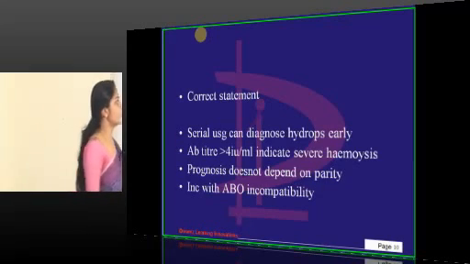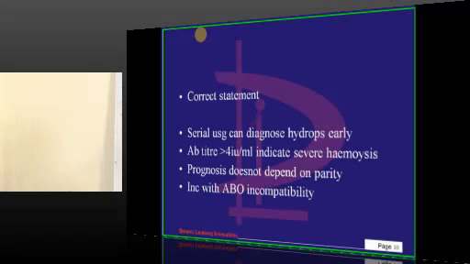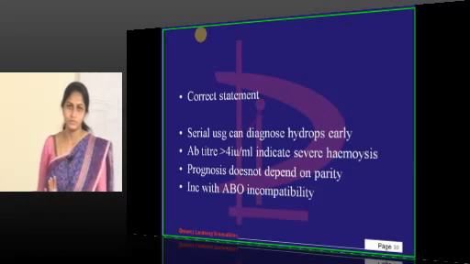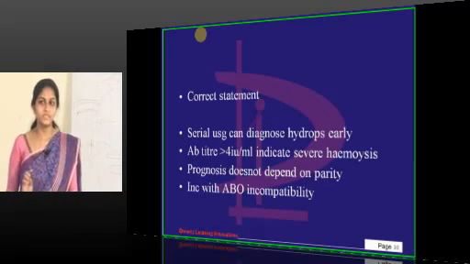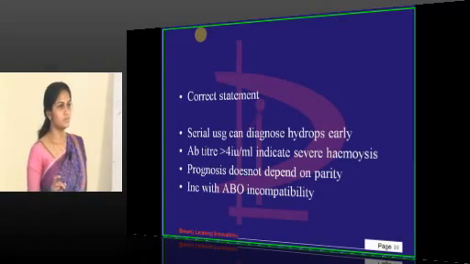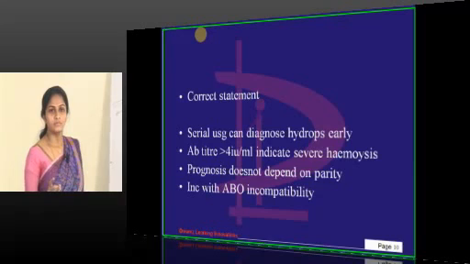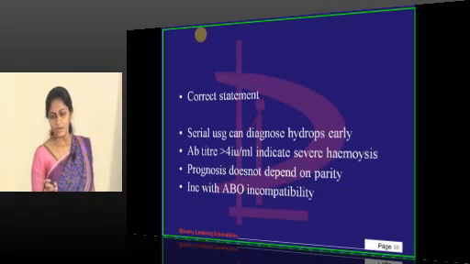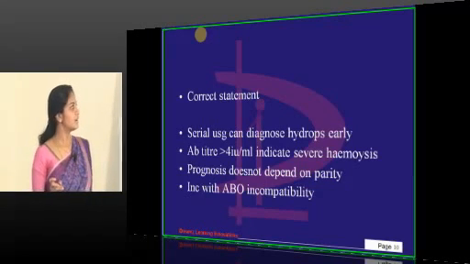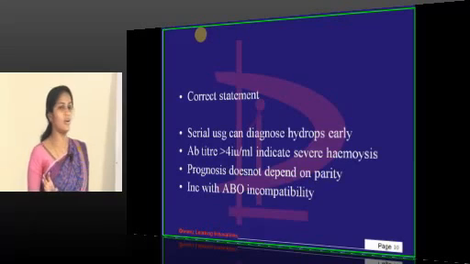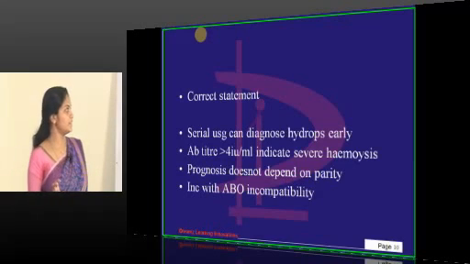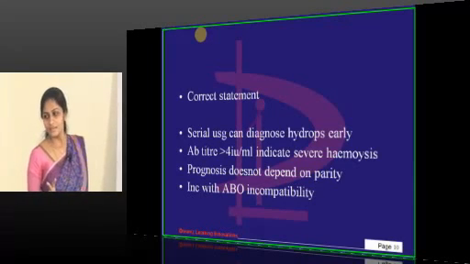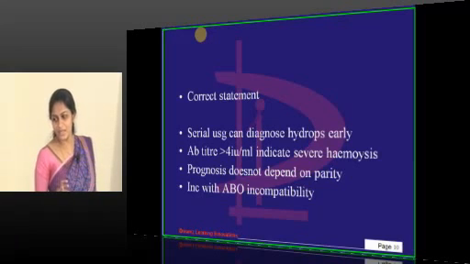What is the correct statement out of this? At least if you don't know two, you know two. C or D, both are correct or not? C and D both are wrong? D is wrong. C? C wrong, D wrong. Now what is left out? A and B. Can anyone answer what is the antibody titer? Ramya has answered it correctly.